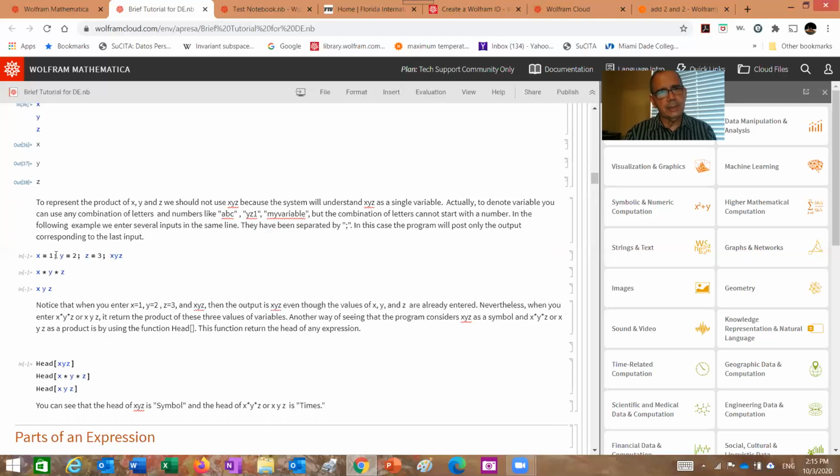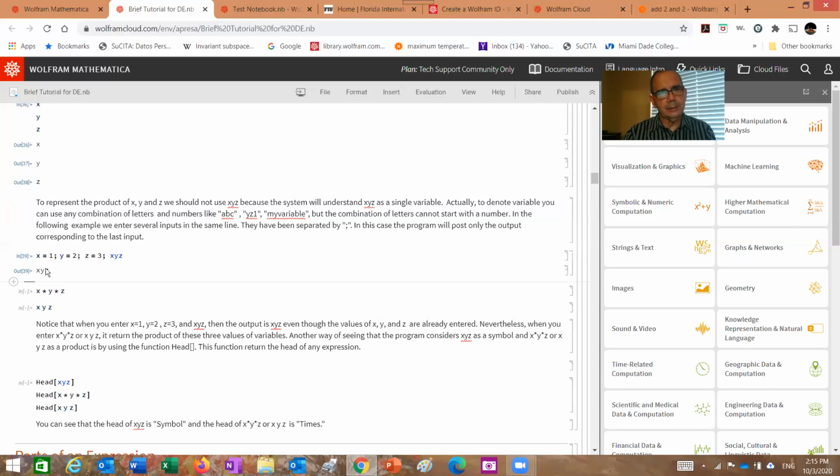If you enter x equals 1, y equals 2, z equals 3. Now I'm using semicolons. Well, the semicolon tells the program that these are going to be inputs. X equals 1 is the first input, y equals 2 is the second input, z equals 3 is the third input, and xyz is the last input, but it's going to show you only the result for the last one. But when you press enter, notice what happened, you get xyz.